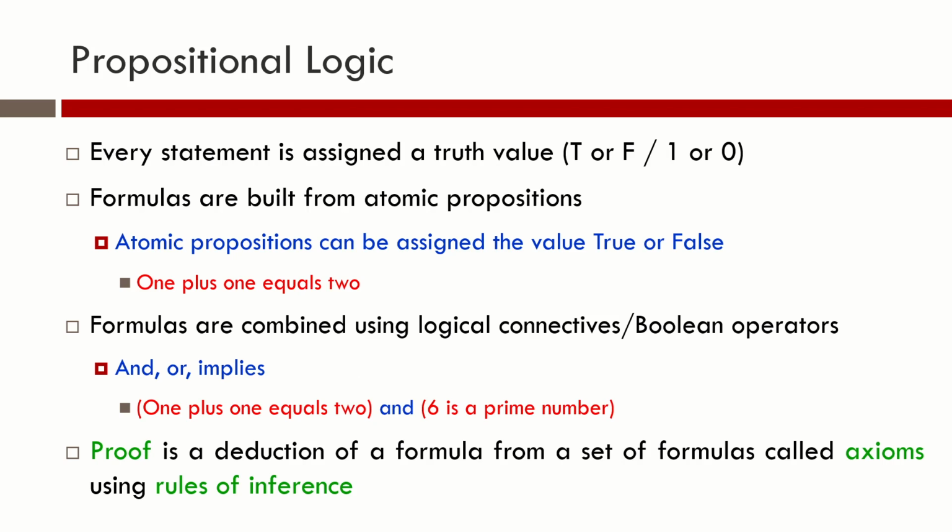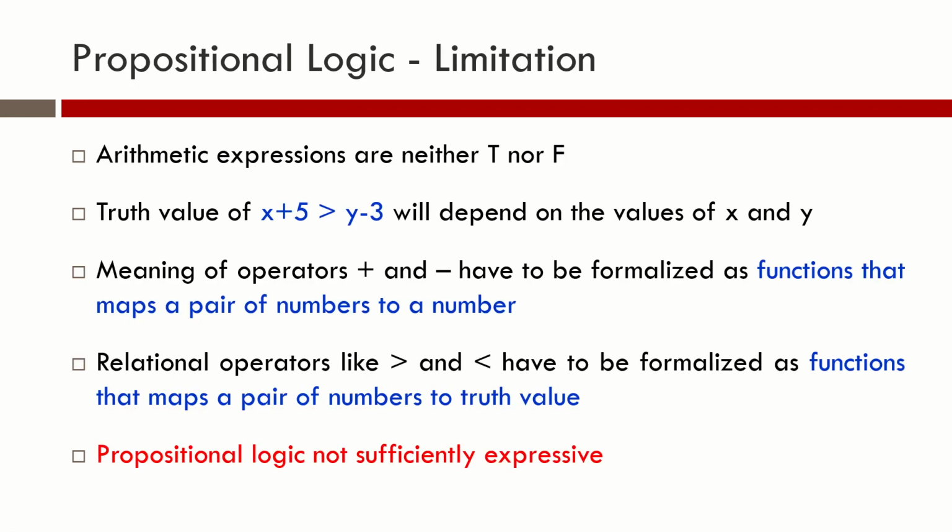Now coming to a proof. A proof is actually the deduction of a formula from a set of formulas, and this set of formulas is called axioms. And to deduce the formula from these axioms, we use rules of inference. Now coming to the limitation of propositional logic.